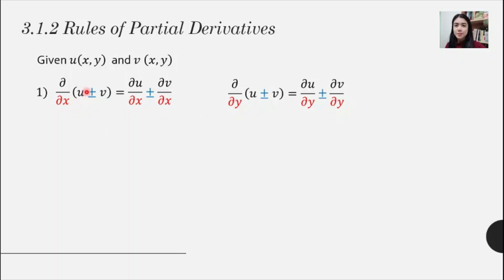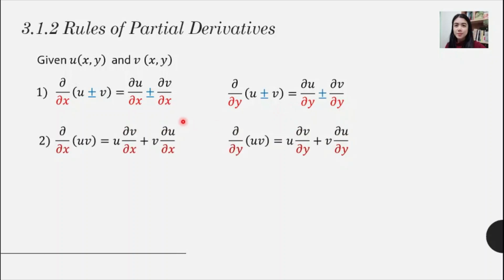So what you have to do is separate them into two partial derivatives. Instead of one, you can have two. Just think that if this is del x, this is also del x, this is also del x. If this is del y, this is also del y, this is also del y.